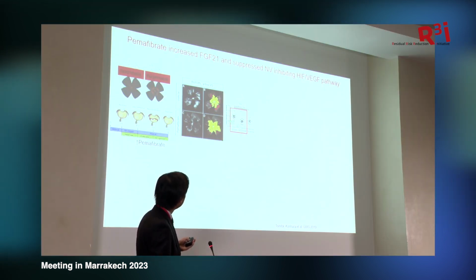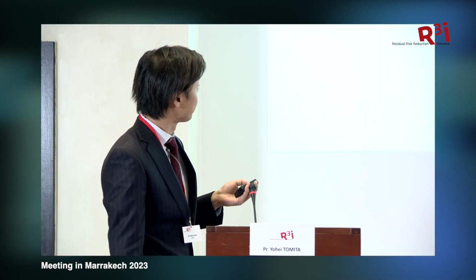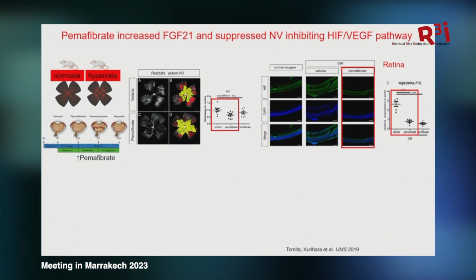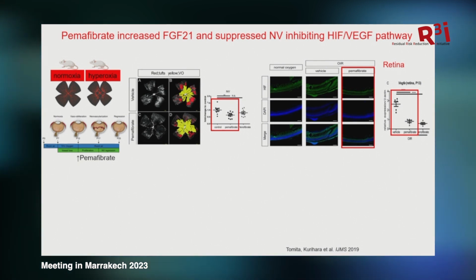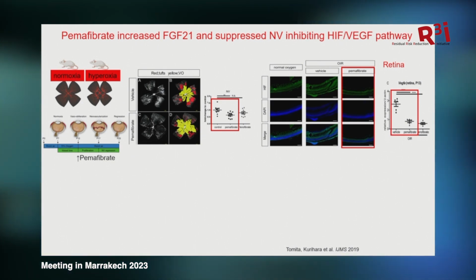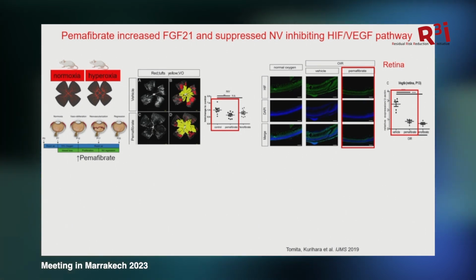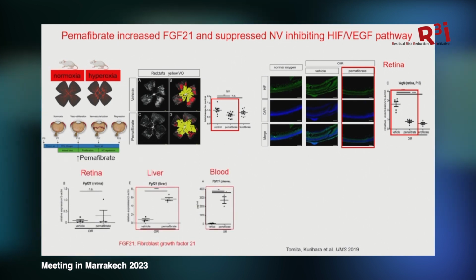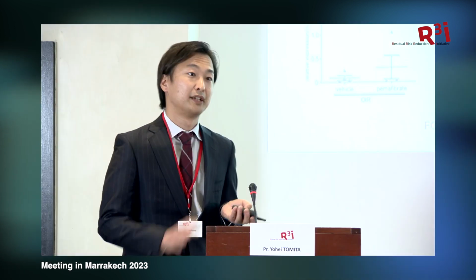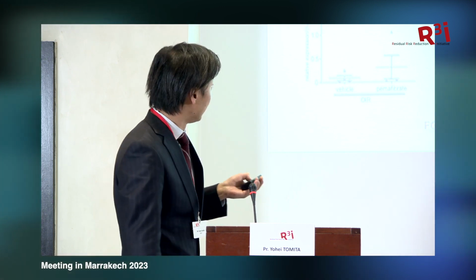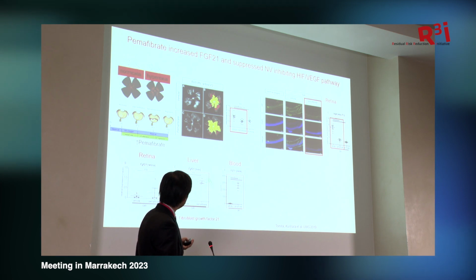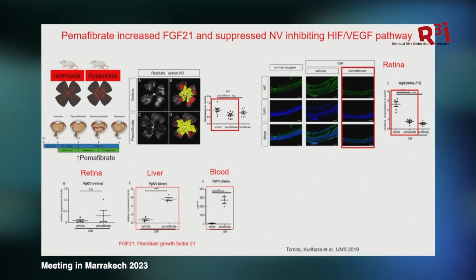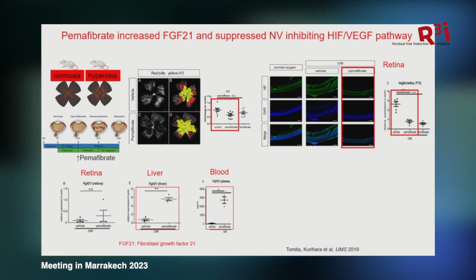As shown in this figure, pemafibrate reduced neovascularization compared to control. And this figure shows the immunohistochemistry. Pemafibrate reduced HIF1, hypoxia-inducible factor 1, and also reduced the expression of VEGF-A in the retina. To clarify the mechanism, we measured FGF21 levels in the liver, blood, and retina. FGF21 is downstream of PPAR alpha activation. So surprisingly, pemafibrate increased FGF21 in the liver and blood, but not in the retina. So we hypothesized that pemafibrate acts on the liver, not in the retina.